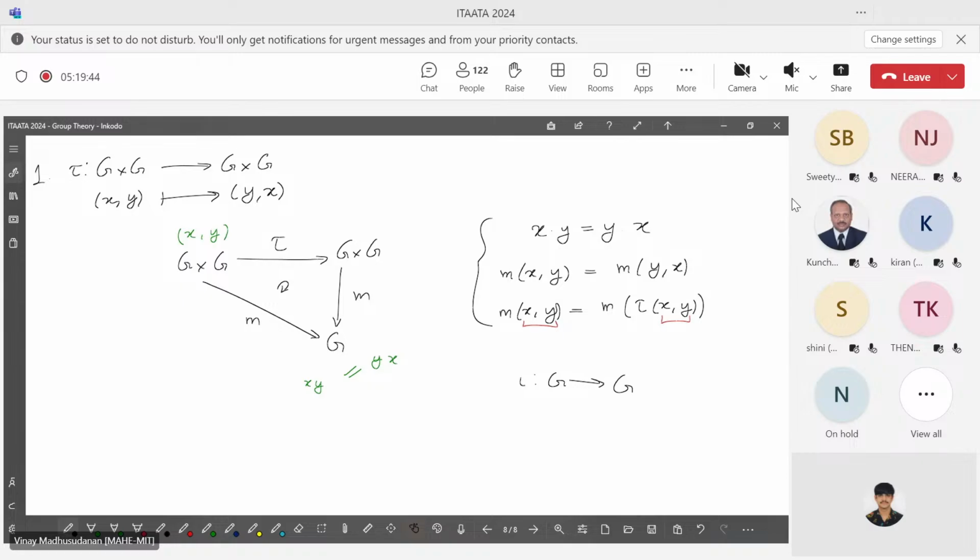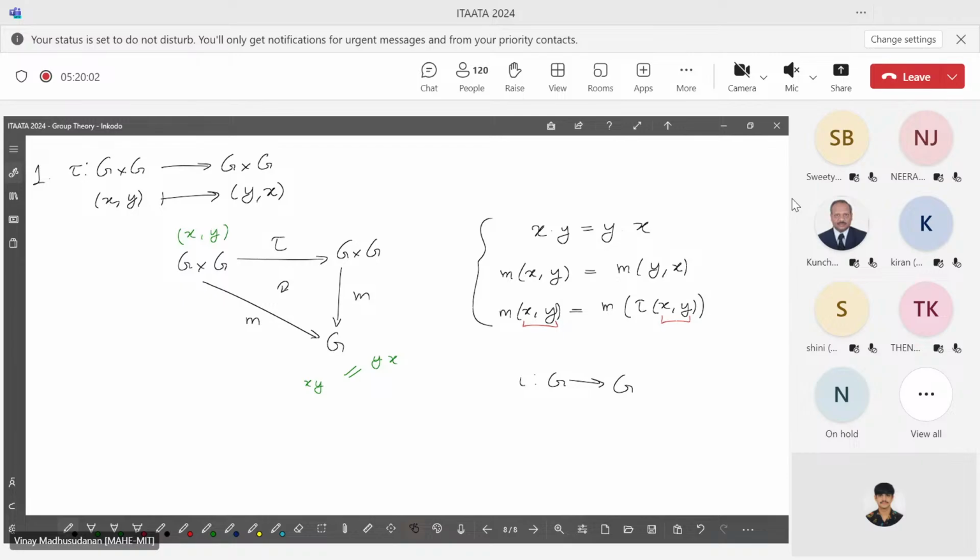But the usual problem is what? If it is true that in a group (xy) inverse equals x inverse y inverse for all x, y, then the group is abelian, if and only if it is abelian. Okay. In terms of homomorphism, you can say that this map should be a homomorphism or endomorphism. Why is it the same thing?